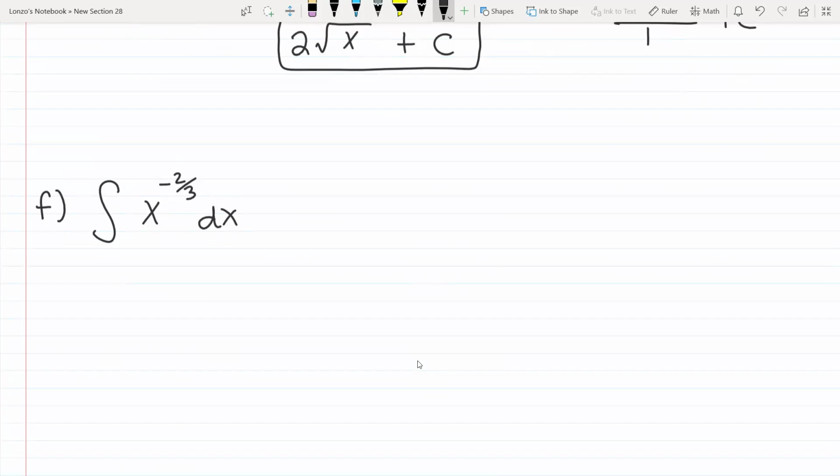Okay, F. So it's power rule again. So -2/3 plus 1, or in our case 3/3, divided by that power. So -2/3 plus 3/3 is 1/3, since 3 minus 2 is 1.